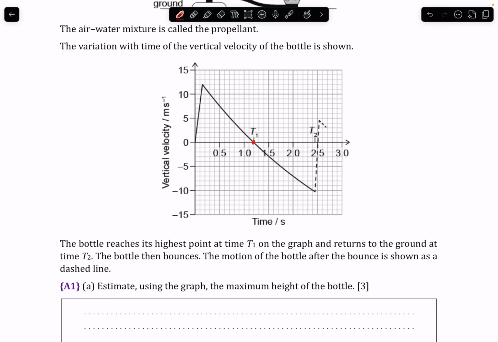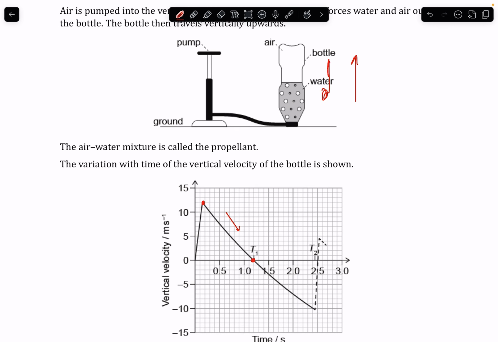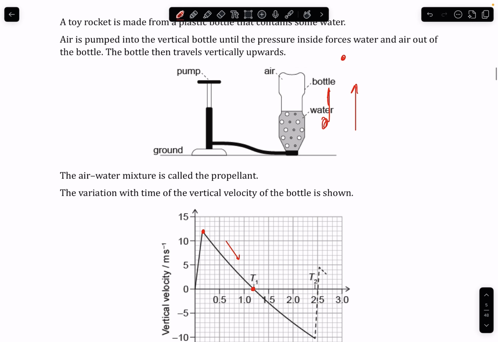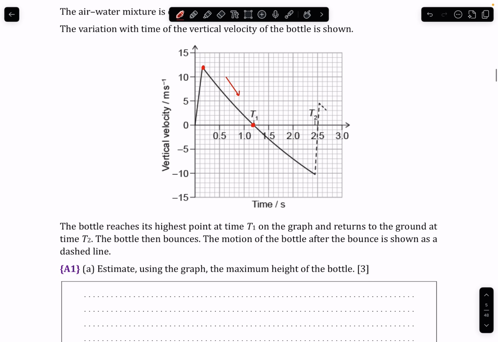So we can actually derive that because the vertical velocity is 0 at time t1. From here, the velocity decreases as the bottle continues to travel upwards, and at its highest point its vertical velocity is 0. Then it returns to the ground at time t2, which means that from t1, from its maximum height, it continued to travel downwards with an acceleration, and at t2 it hit the ground with a vertical velocity of 10 meters per second. The bottle then bounces, and the dashed line is the bounce.